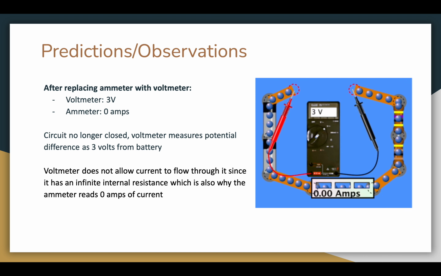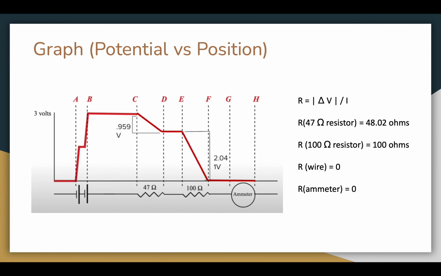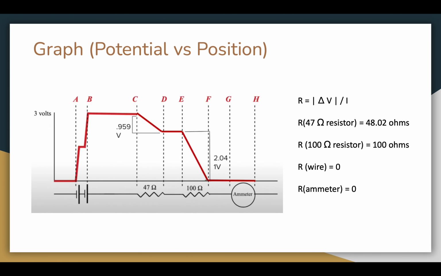In order to measure the round-trip potential difference of the circuit, we can sum up the individual potential components of separate segments of the loop. The loop rule tells us that the total round-trip potential difference in a closed loop should be equal to 0, and if we sum up the segments using the values shown in the chart, we can see that it is true. If we were to create a graph of the potential versus the position around the loop, we would get what is shown. The differences in potential from the previous slide are graphed and still result in a potential difference of 0.